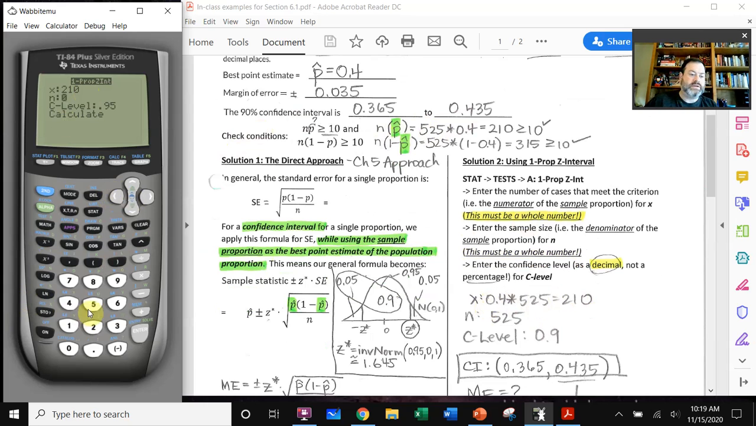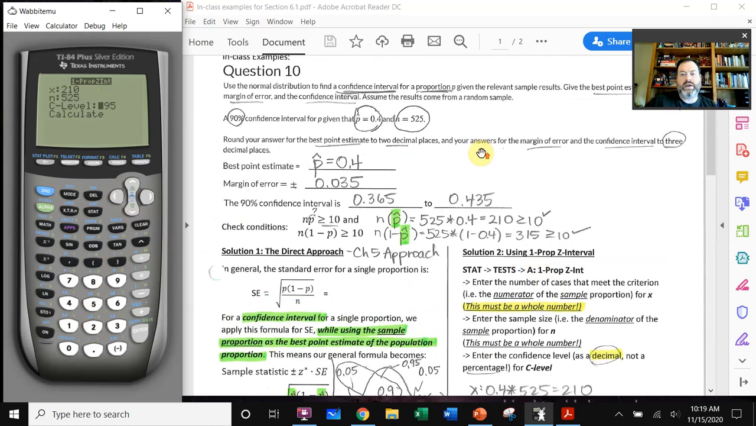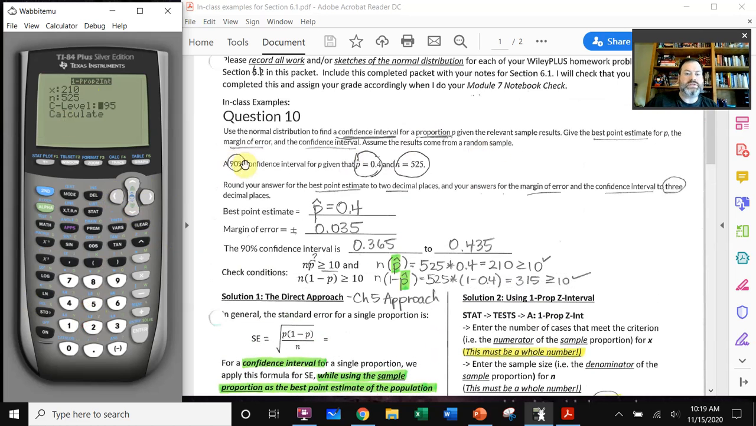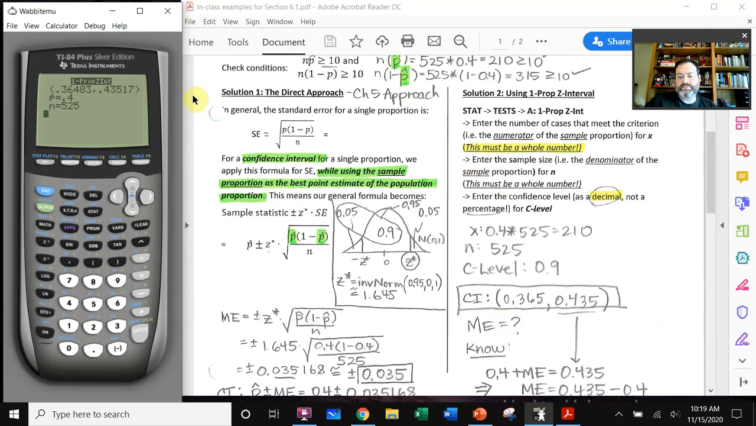N, then you type in n. n is 525. Confidence level, that will always be given in the problem, right? A 90% confidence interval, so 0.9, and that's it. Oops, I messed it up. Let me try it again. This app works a little different than the handheld. Oh, there it is. It comes out at the top. 0.36483, 0.53517. So if you're rounding to 3 decimal places, 0.365, 0.535.